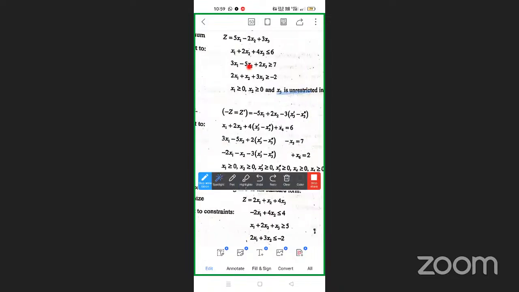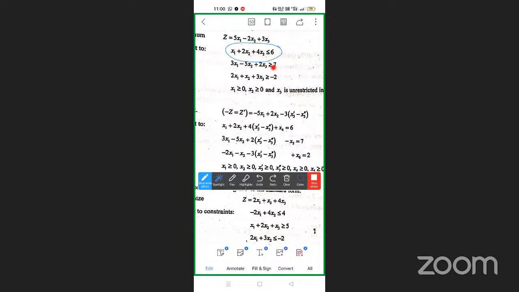Here, the first one is the less than or equal to case. The variable x3 is already handled, so next we are taking x4. In this case, we can add a variable x4: x1 plus 2x2 plus 4 times x3 dash minus x3 double dash, since x3 is unrestricted, plus x4 is equal to 6. We make the less than or equal to into an equality.